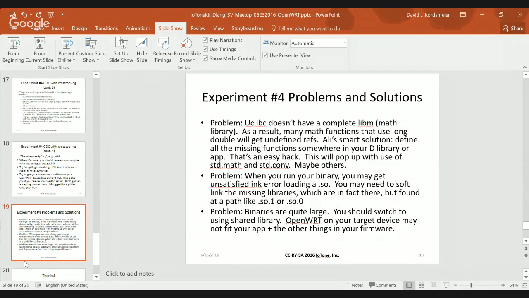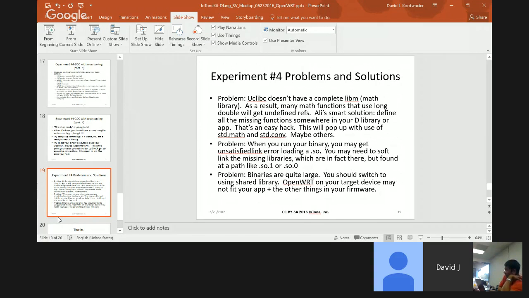Right. Another thing you run into is once you get your binary onto the target, it may be looking for some libraries that the tool chain had hard-coded into the shared library that it gets compiled with. And so you may need to soft link some .so.1 for some libraries that you depend on that'll be on the platform.